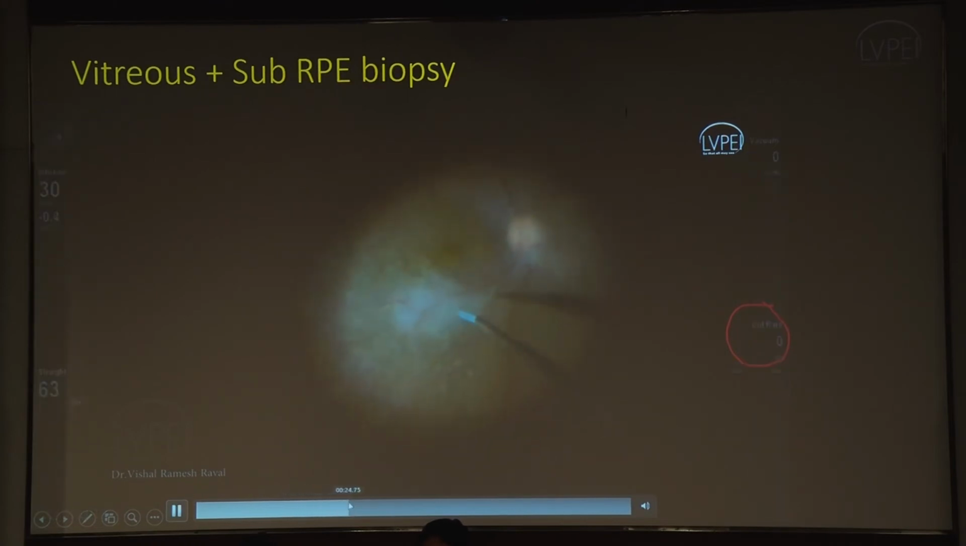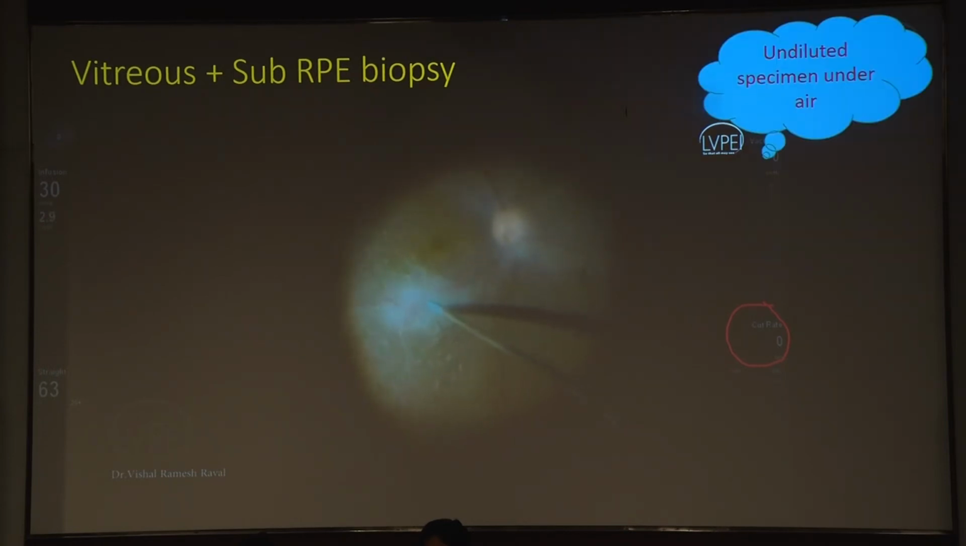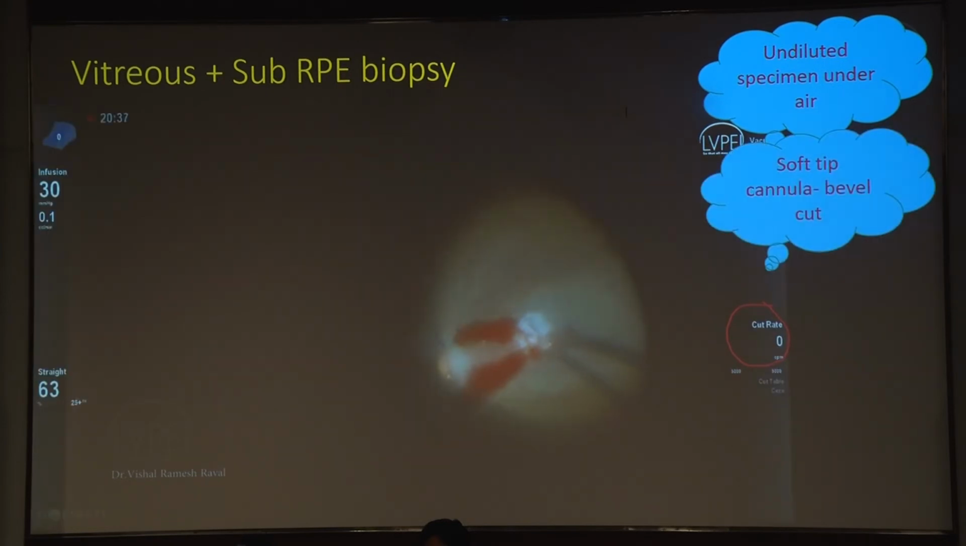And for the sub-RPE biopsy, the technique I used is this small needle which is directly entered into the sub-RPE space, and I aspirate the sub-RPE material directly from the area where the origin of the tumor cells is. And the pearl, again, is that you need to collect the specimen both undiluted as well as diluted.